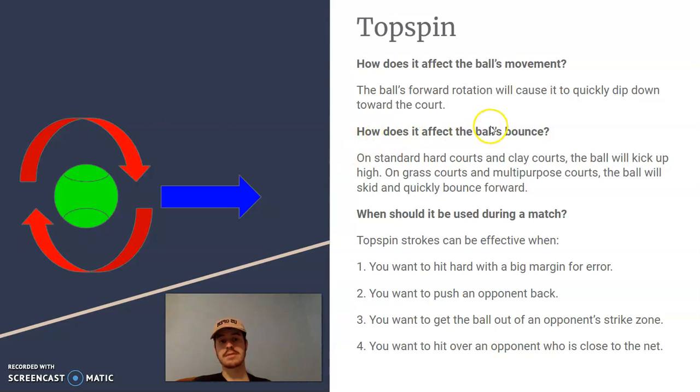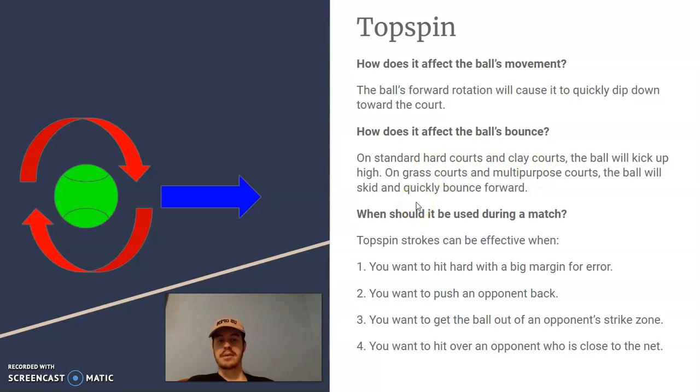How does topspin affect the ball's bounce? Well, that really depends on which court type you're playing on. On regular hard courts and clay courts, the ball is going to kick up higher than normal. On grass courts and multi-purpose courts, which are essentially rubber, the ball is going to skid and bounce forward, out, instead of bouncing up higher. So a little bit of a difference between court types there.